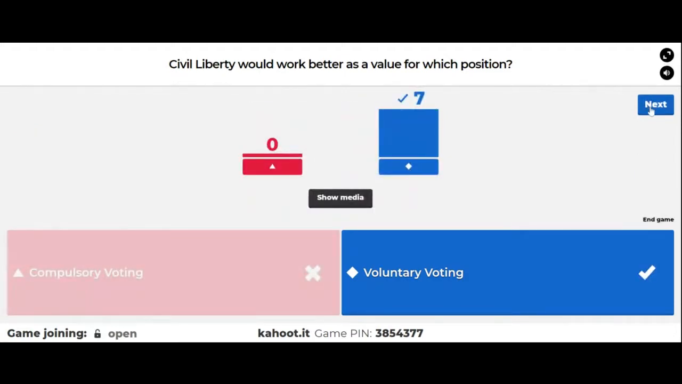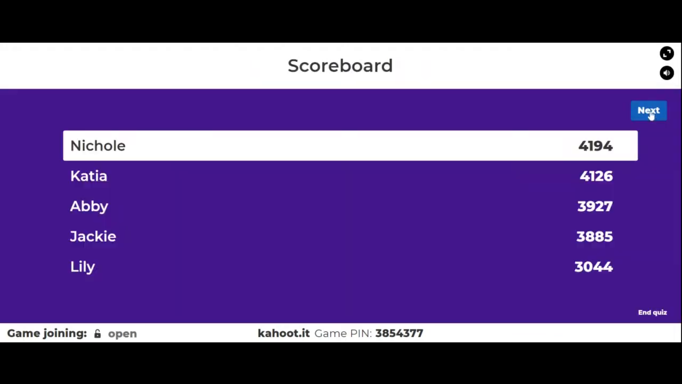Yep. All right. We all understand why that is. Civil liberty is the idea that you should be able to do what you want without being impeded by the government. Compulsory voting is kind of the opposite of that.